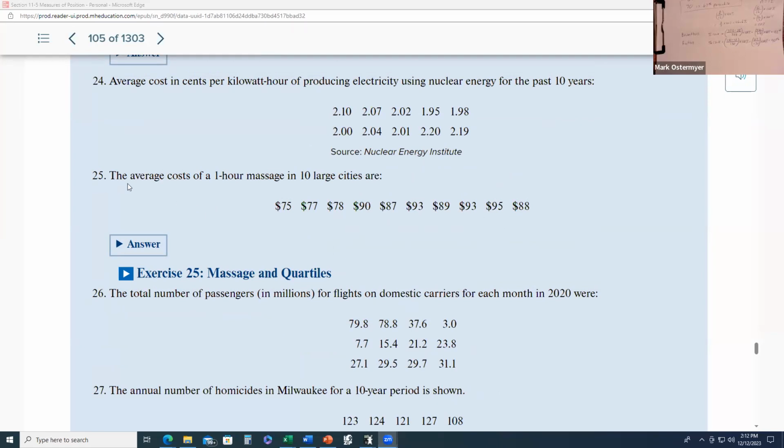This data set pertains to the average cost of a 1-hour massage in 10 large cities. Is the data ordered or sorted? No. First thing you have to do is order your data set, ladies and gentlemen. Go ahead and do that. Find the first, second, and third quartile. Build a box plot. Number 25. This will be the last problem today.